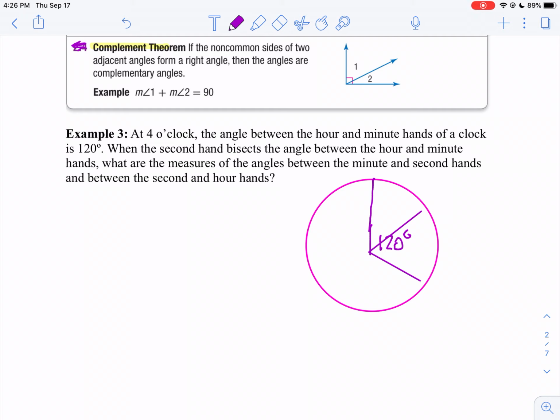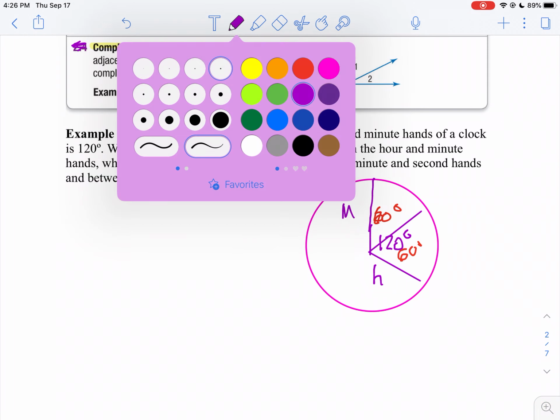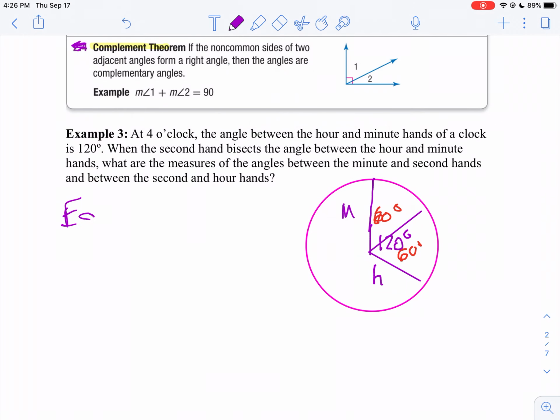I want to know the measures of the angle between the minute hand and the second hand, and between the second hand and the hour hand. So this is my minute hand, and this is my hour hand. Well, bisect means cut in half. So if that whole angle is 120 degrees, we know each of these must be 60 degrees. And that's your answer. Each angle is 60 degrees. Let's write that in a complete sentence. So each angle is 60 degrees.